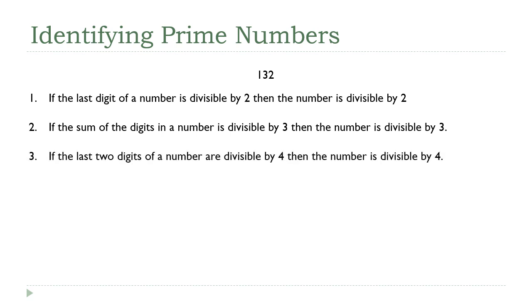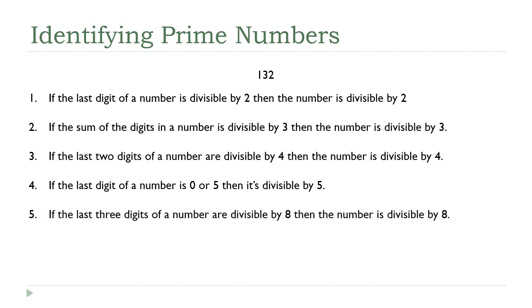You look at the rule for 2, right? For 2, you look at the last digit. For 4, you look at the last 2 digits. So that would be 32. 32 is divisible by 4. Therefore, 132 is divisible by 4. The rule for 5: if the last digit is 0 or 5, then 5 goes into the number. That's not the case here. And so 5 does not go into 132.